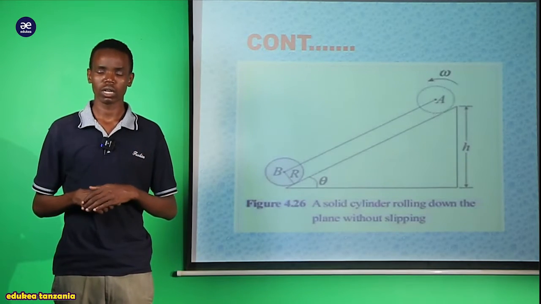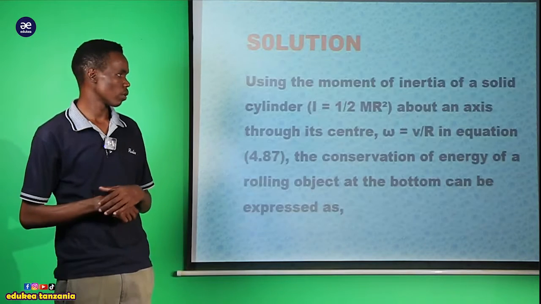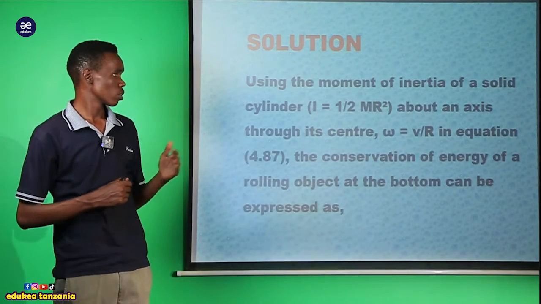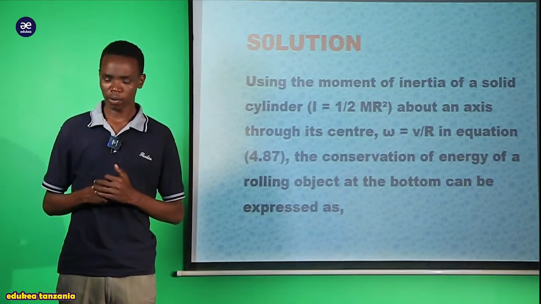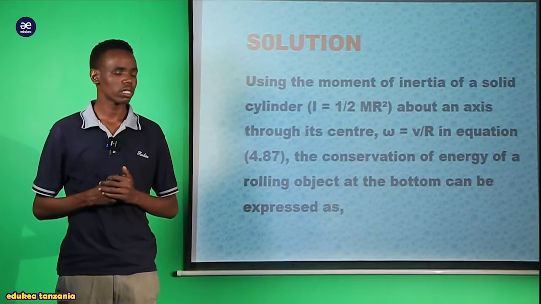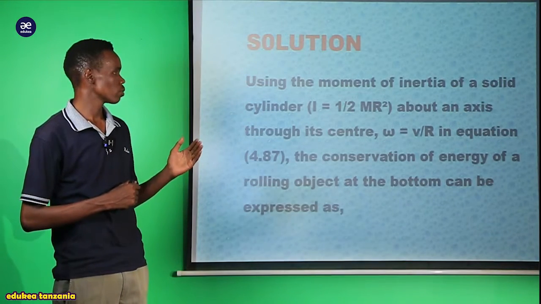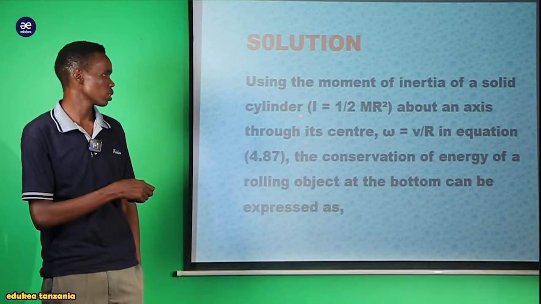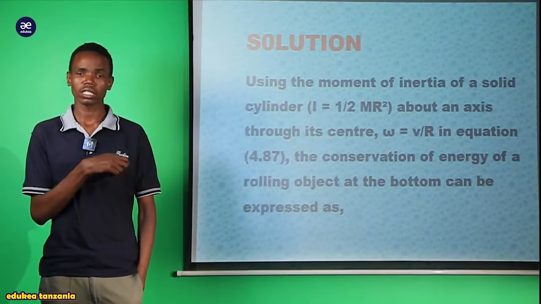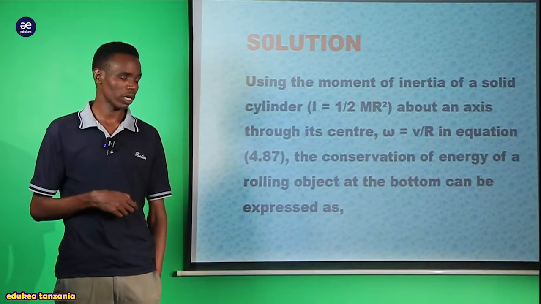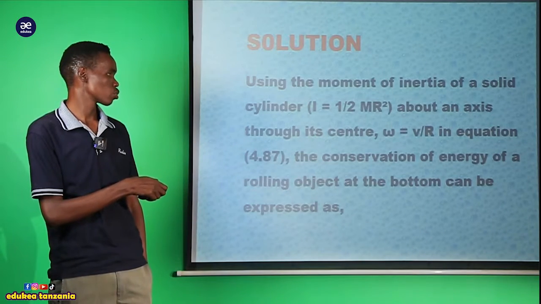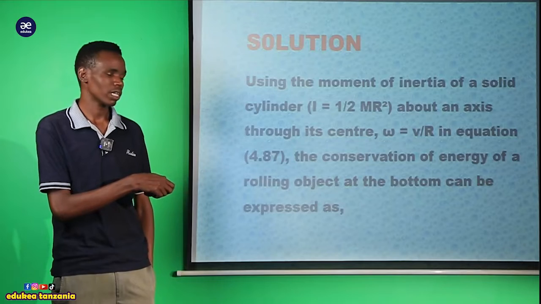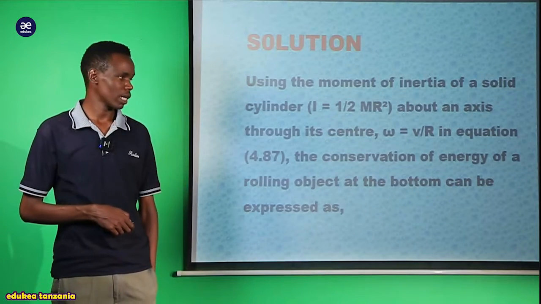This is what we have been asked in our equation here. So let us observe our solution, my dear students. And in our solution, we see that we use the moment of inertia of a solid cylinder, which is equal to half mr squared, about an axis through its center. And ω must be equal to v divided by r.